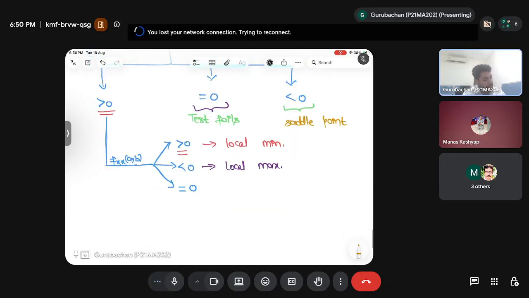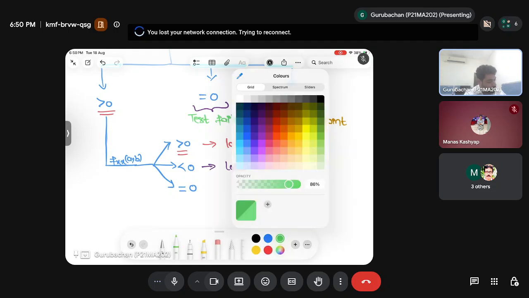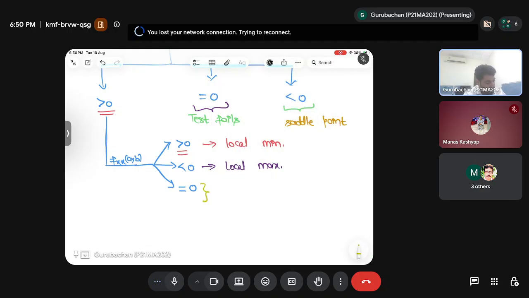And what about when this fxx is 0? Can we say something over it? In this case, can we say anything?